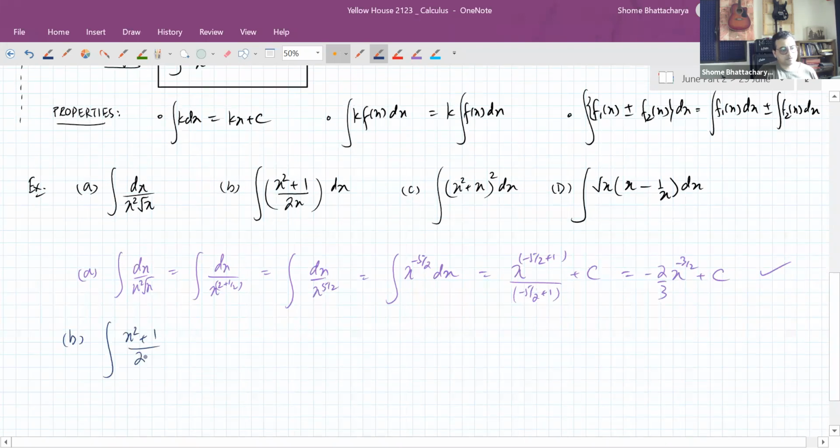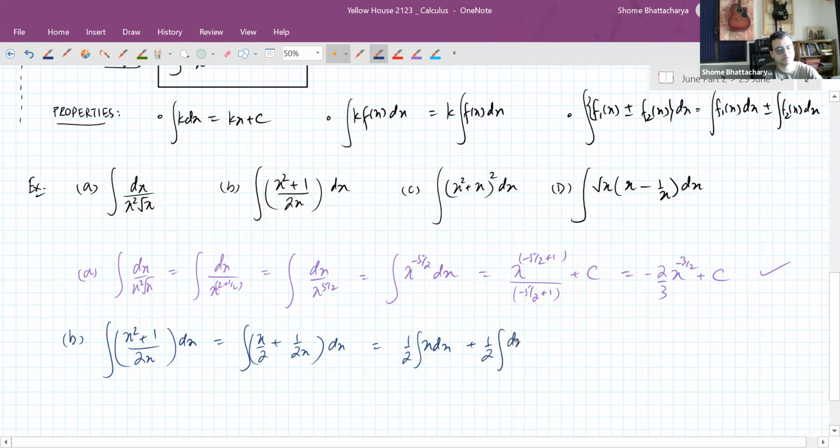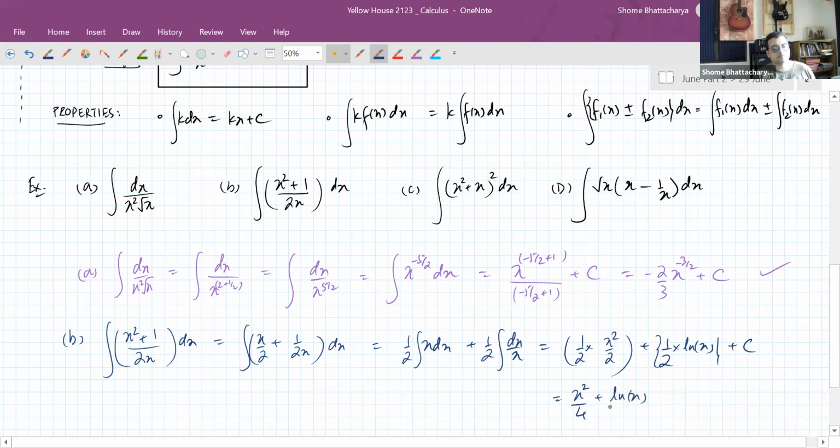Now, similarly, the second one, we have to simplify it first so that we can express it as the sum of two simple powers. So first we can just break it like this, x by 2 plus 1 by 2x. Now we can apply the distributive property, and also take the constant 1 by 2 outside in each of these integrals. And then apply the formula. For the first one, we have this. And for the second one, remember, the exception case, the integration of dx by x is ln x. We can combine the constants of the two integrations and write them as a single constant. So the answer will become x square by 4 plus ln x by 2 plus c.